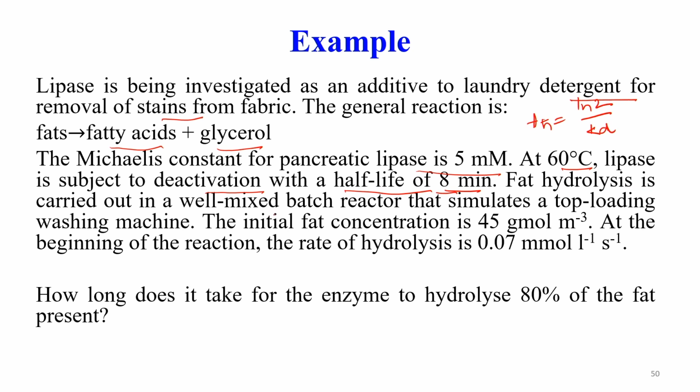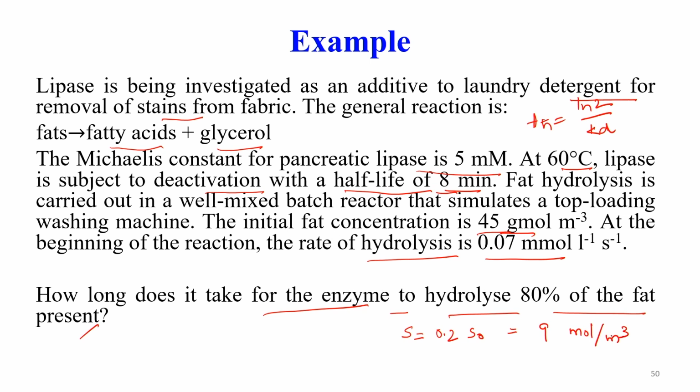Fat hydrolysis is carried out in a well mixed batch reactor that simulates a top loading washing machine. The initial fat concentration is 45 gram mole per meter cube. At the beginning of the reaction, the rate of hydrolysis is 0.07 millimole per liter per second. It asks how long it takes for the enzyme to hydrolyze 80% of the fat. So, what will be the S? Final S will be 0.2 S naught. It was 45, so this will be 9 mole per meter cube.